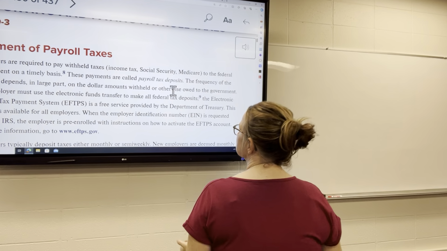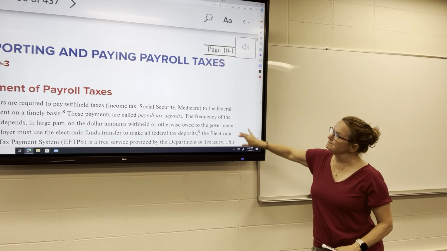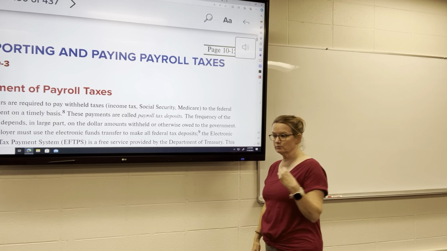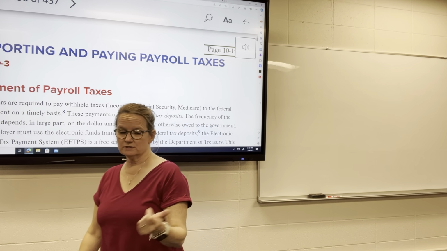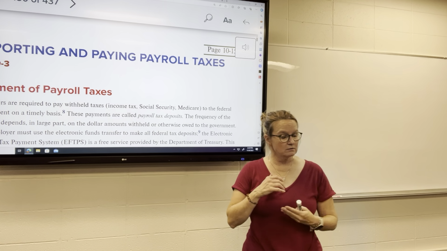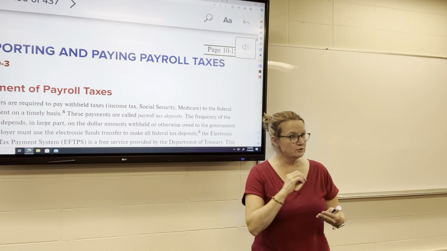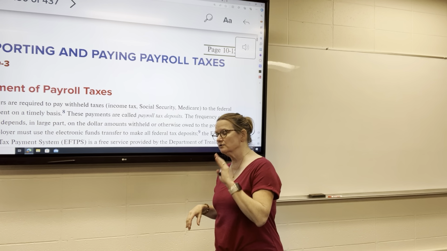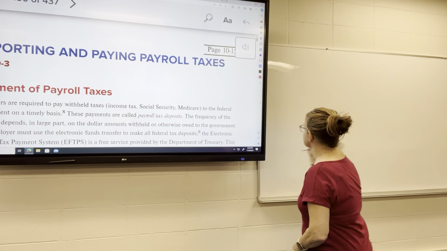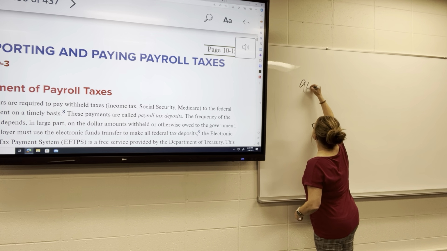All right, so reporting and paying payroll taxes. We've got two different schedules for reporting the taxes versus paying the taxes. So reporting the taxes are for the Social Security, Medicare taxes, and the amount of income taxes that were withheld. We've got the 941s. Remember, we do those on a quarterly basis.